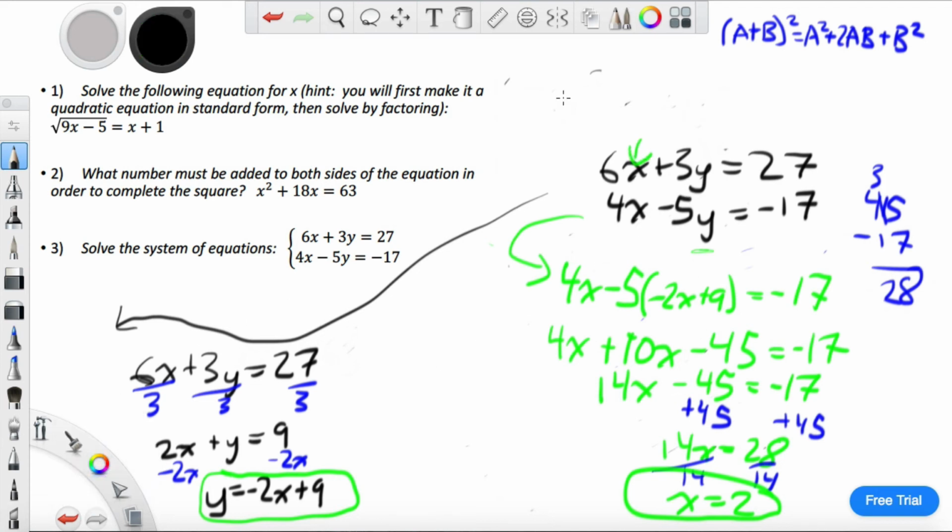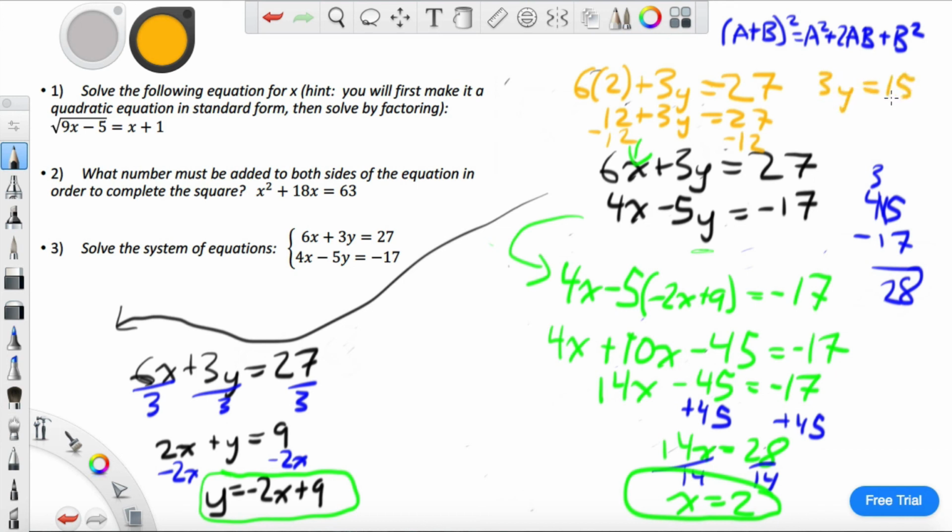Let's do this one. I'm going to say 6 times 2 plus 3y equals 27, right? So 12 plus 3y equals 27. I'm going to subtract 12 from both sides, and I get that 3y equals 15, divide by 3, and y equals 5. So that's the other part of it right there. So my answer is going to be (2, 5).